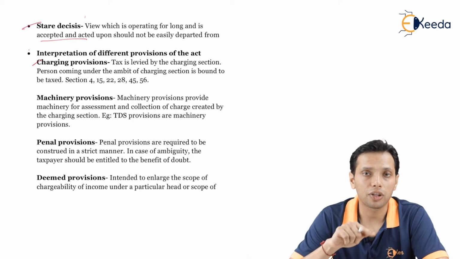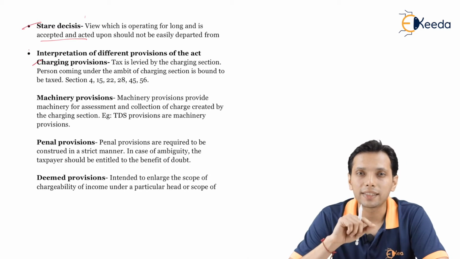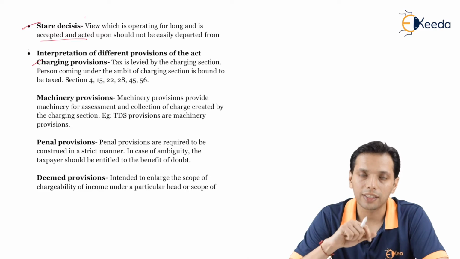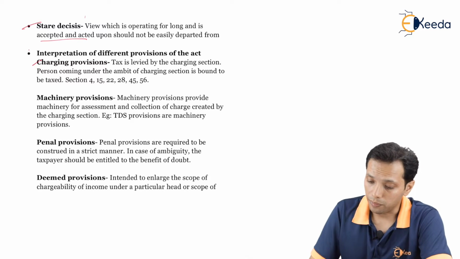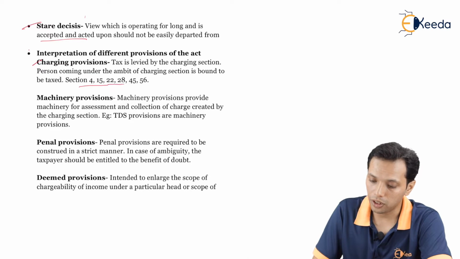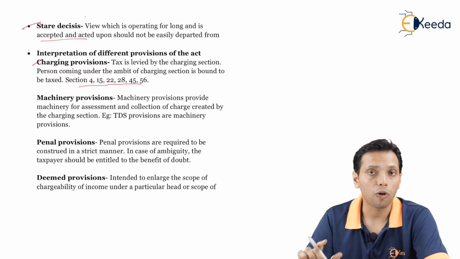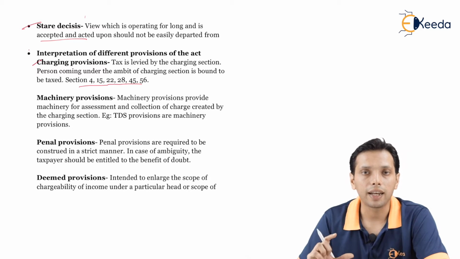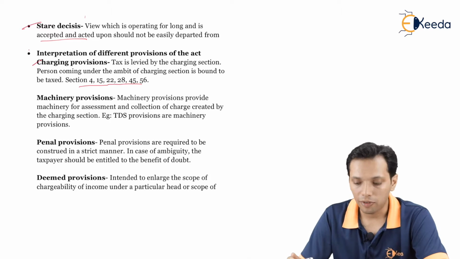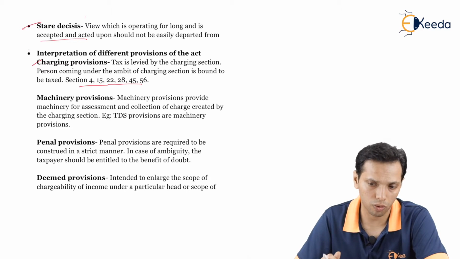So for salary, we have section 15. For capital gains, section 45. Income from house property, section 22. Business and profession, section 28. And income from other sources is section 56. On the screen, tax is levied by the charging section. A person coming under the ambit of the charging section is bound to be taxed. Section 4 is the charging section for all the heads of income. It is through this section that an assessee is liable to be taxed, and 15, 22, 28, 45 and 56 are for particular heads of income and are variants of the charging section only.